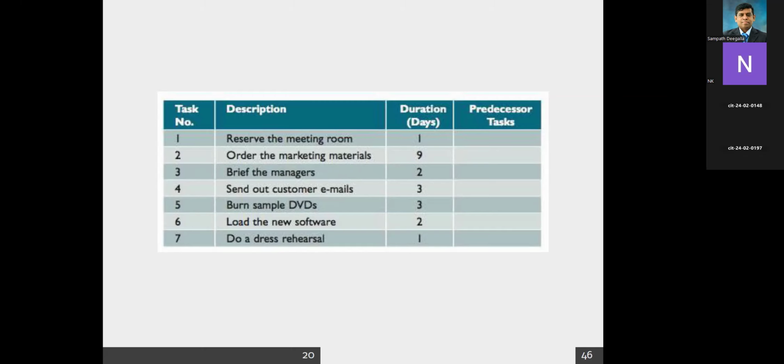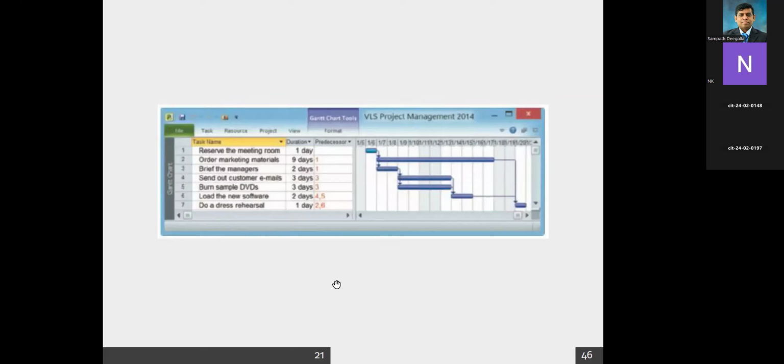You can notice the first task is reserve the meeting room. It says the duration is 1 day. Order marketing material takes 9 days. Brief managers, 2 days. Send out emails, 3 days. Burn sample DVDs, 3 days. Load the new software, 2 days. And do a dress rehearsal, just 1 day. So you can notice that is something that we have to develop. Then we have to incorporate the start and end, as well as precedent incidents. That means sometimes you do something.